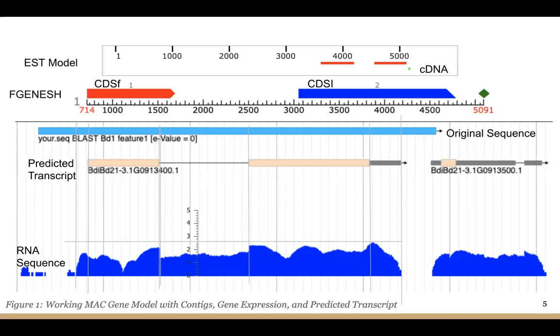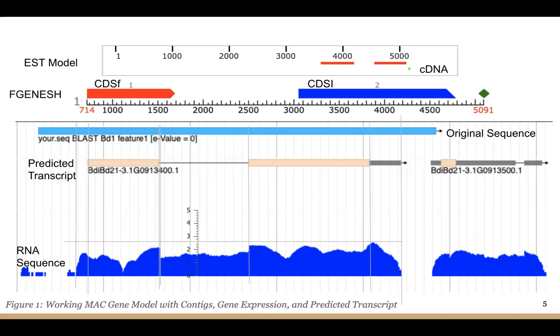The MAC gene model was formed using data derived from Phytosome, FGENESH, and NCBI. The original sequence is shown in teal at the top and contains the unknown mutation. From this sequence, the blast provided similar transcripts, with the most similar transcript being the TAN. The predicted sequence coded for a BDI-BD213. Lastly, RNA sequence expression can be seen at the bottom.